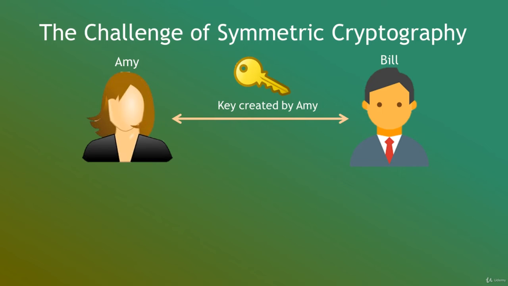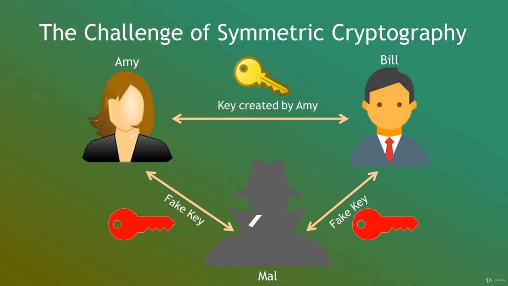To compound the problem, what would Bill do once he received the key from Amy? He has no way of verifying that the key sent to him was in fact from Amy. If Mal is clever, he could impersonate Bill and send a fake key to Amy, then impersonate Amy and send a fake key to Bill. This would have the same effect as intercepting the key that Amy was originally sending to Bill legitimately, and Mal would be able to eavesdrop on all their communications.